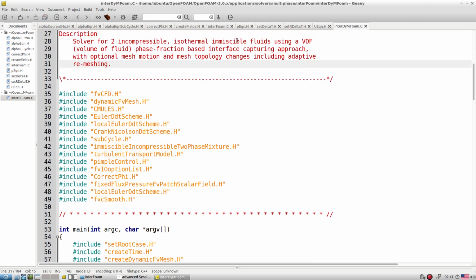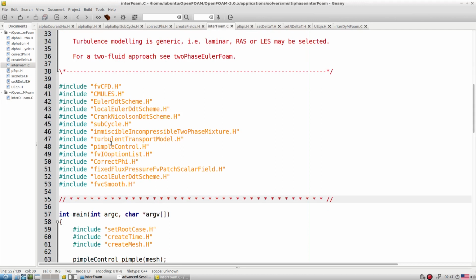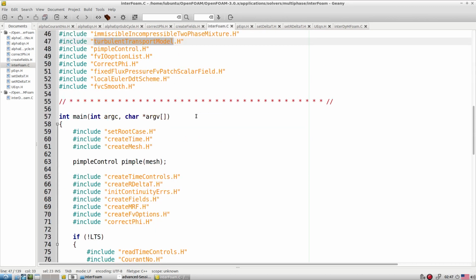So first have a look at interFoam, then we go towards that area. In interFoam we have fvOptions. Turbulent transport modeling is available, so we can activate RANS and LES modeling. First, let's look at the createFields file.